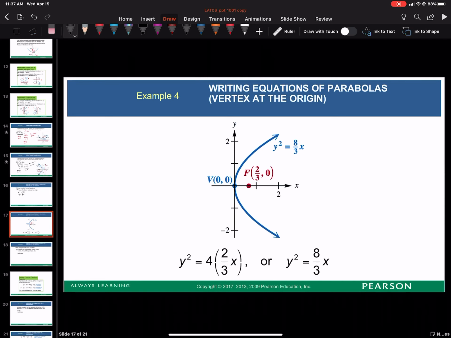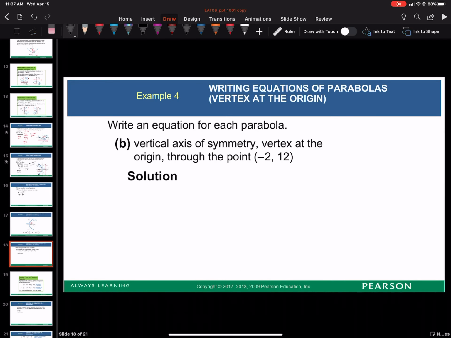Let's look at this one. It says, write the equation for each parabola. It says the vertical axis of symmetry. So it has a vertical axis of symmetry, which means it's up and down, okay? It says the vertex is at the origin, so it's at (0, 0). And then it said it goes through the point (-2, 12). So this is interesting. So if we know we got a vertical axis, we know it's going up and down. So we got x squared is equal to 4py.